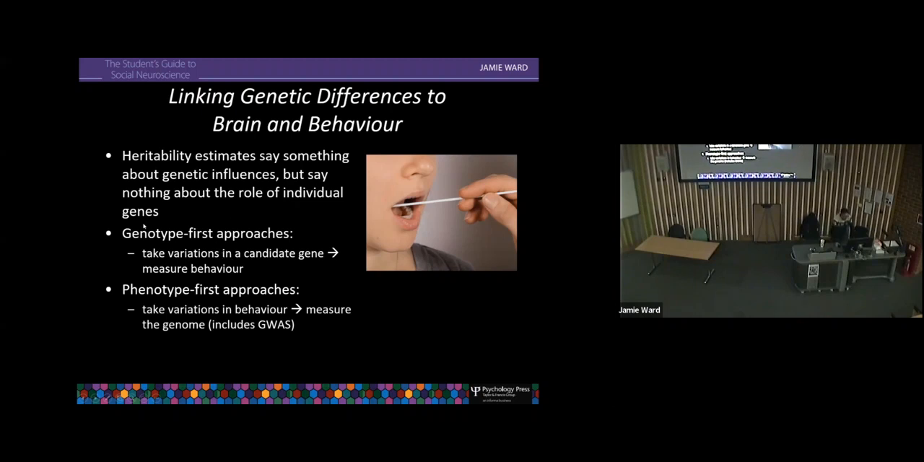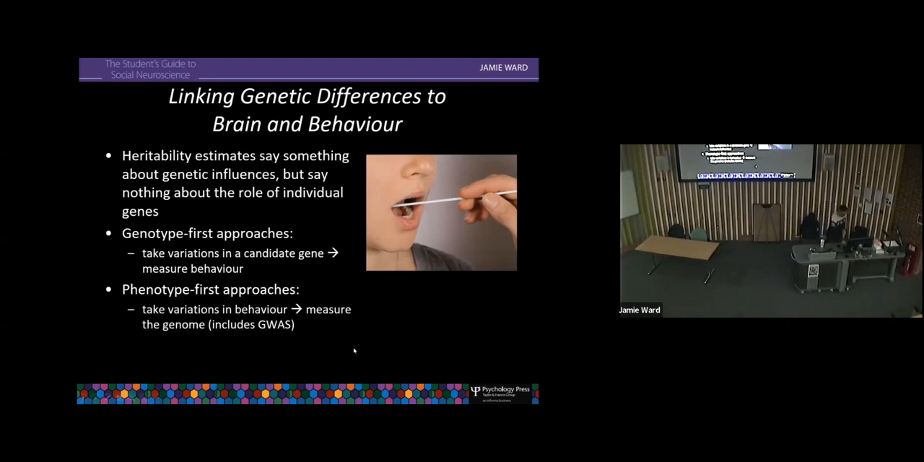And what we can do is what's called a genotype first approach. And that's where we say, I'm interested in this particular gene, and then we look at that gene and we see differences in behavior. So we've already seen examples of this. For example, there is a genetic difference in the oxytocin receptor. That is just a single DNA swap. You can effectively genotype everybody in the room and say you're type A, you're type G, and then you can give them questionnaire measures, you can look at their mental health and so on. That is a genotype first approach.